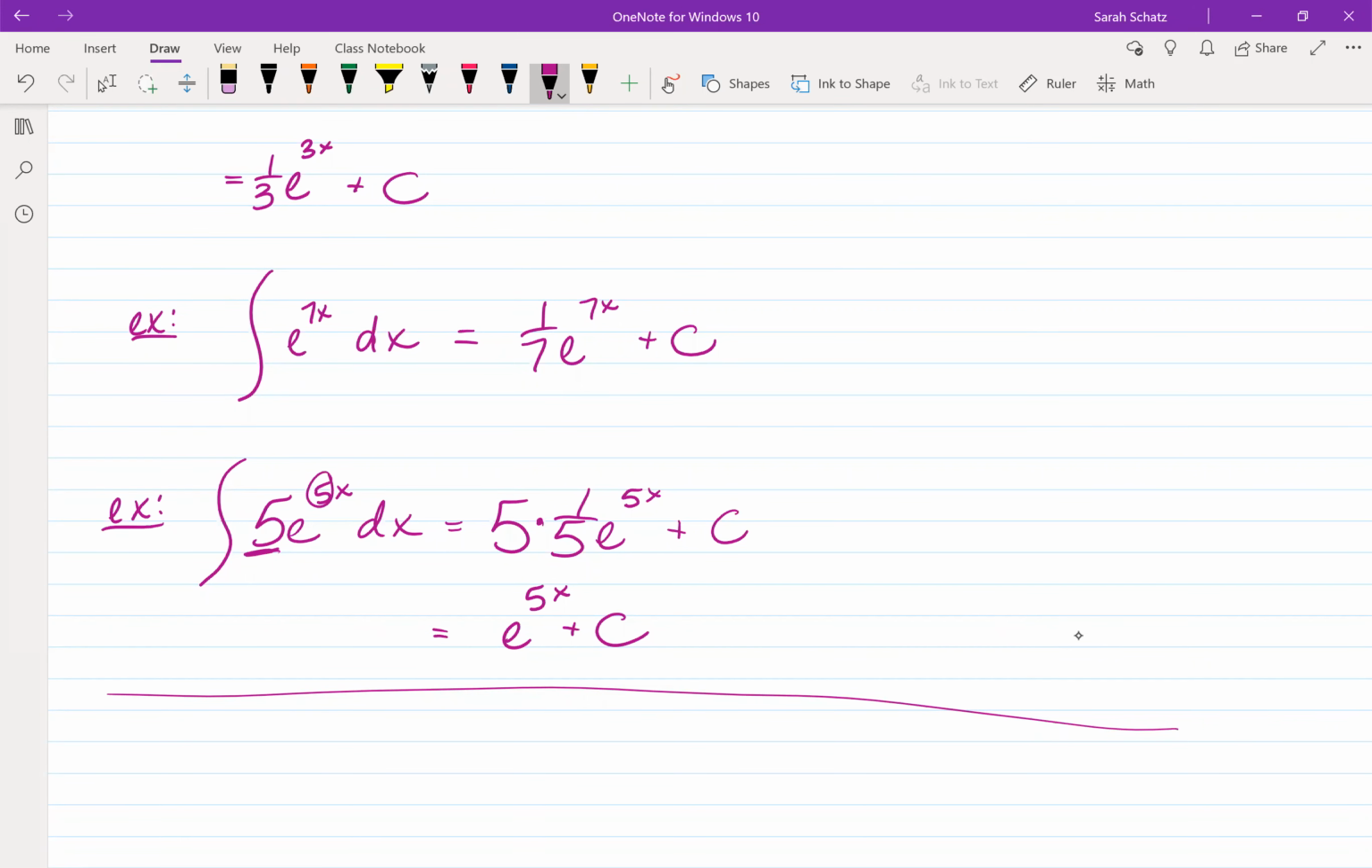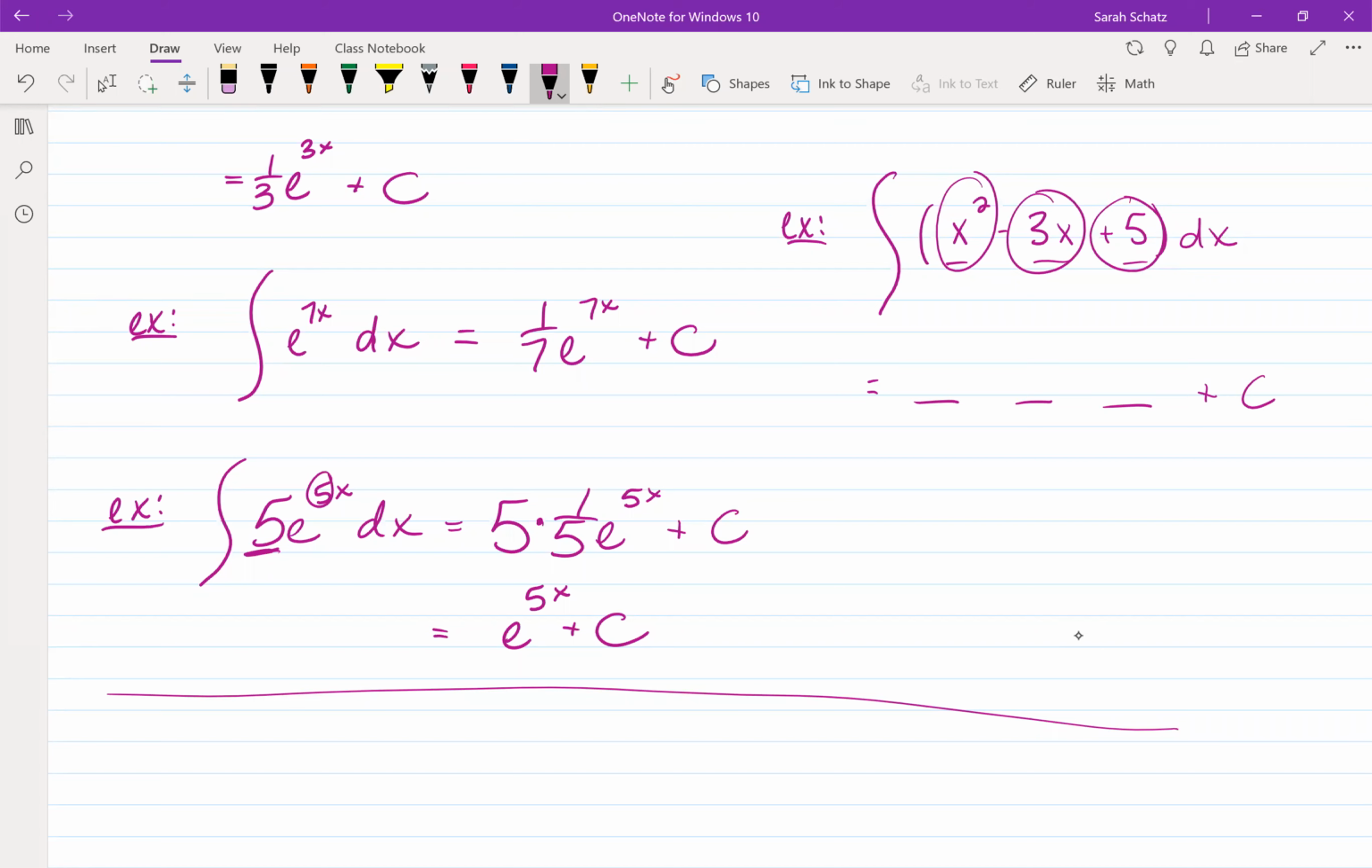One thing that you're going to see is functions with multiple terms. So what if I had x squared minus 3x plus 5 or something like this? If you have multiple terms in here, just like derivatives, you can take the antiderivative of each term separately and then just put a plus c on the end. So don't let that throw you. You're just going to be doing each term. Sometimes your homework has multiple terms.